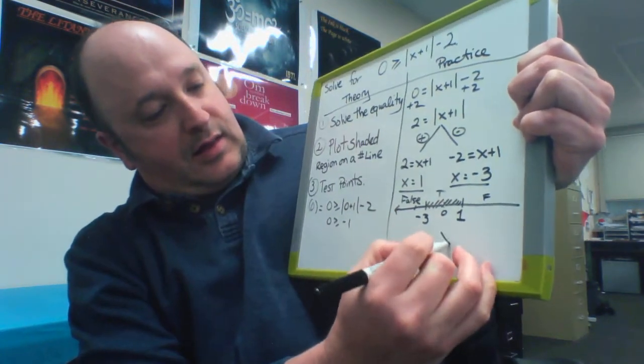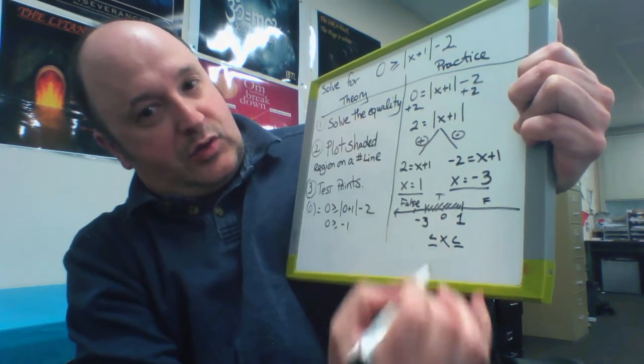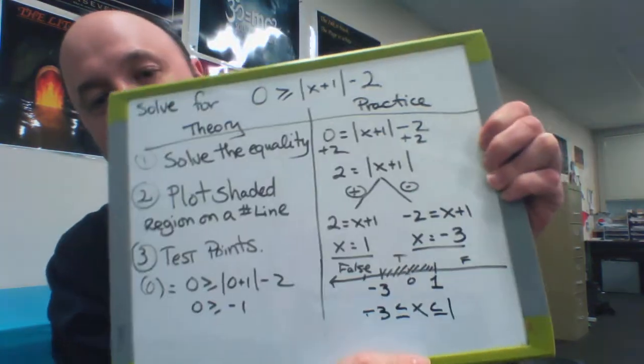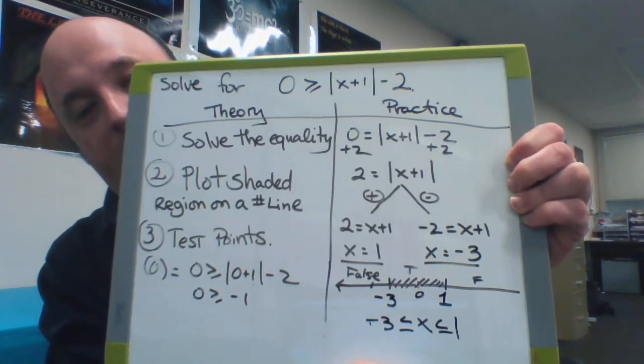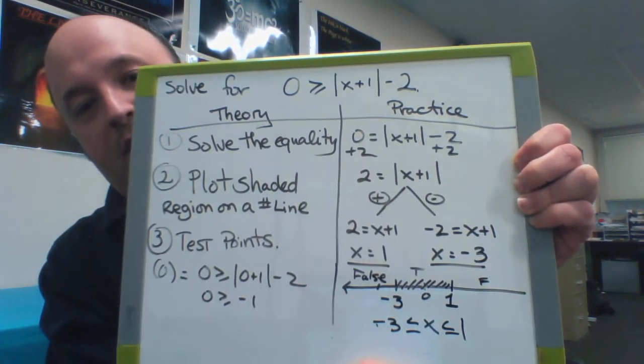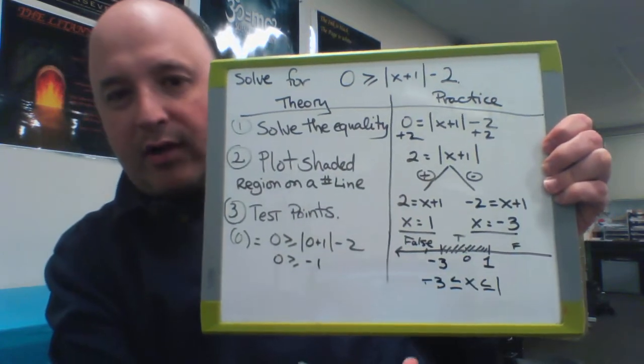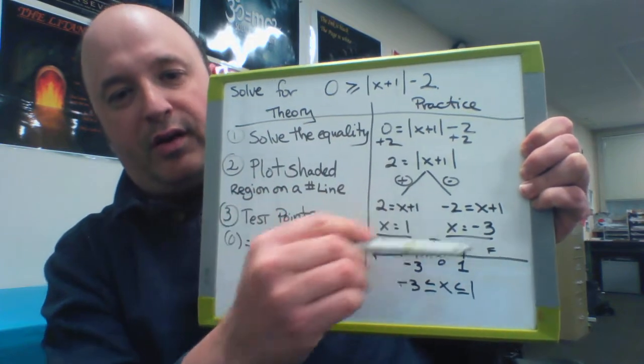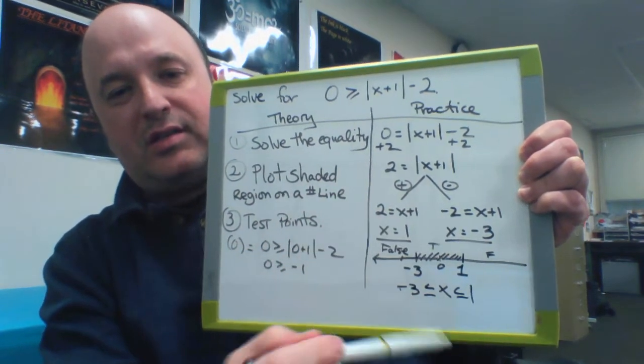And I would write that like this: x is between negative 3 and 1. That's how I would write that notation without just showing it on a number line. So okay, it's a lot of work, right? You've got to solve it. You've got to plot it on a number line. You've got to test all the regions.